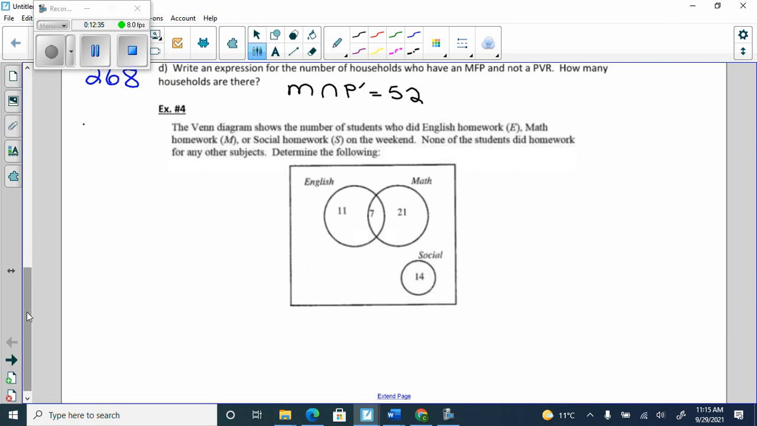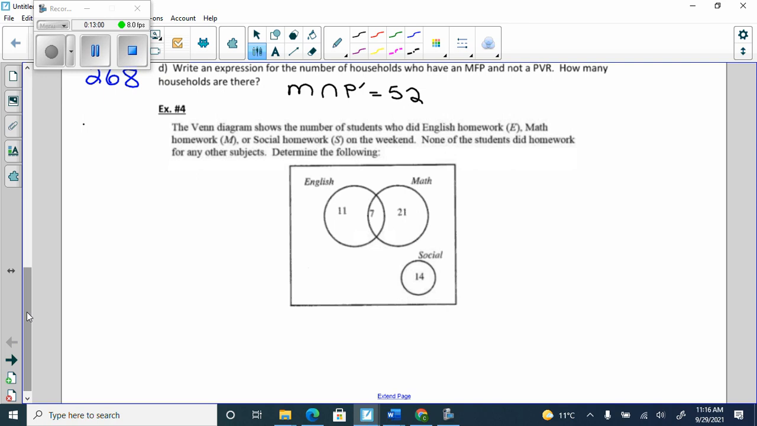Okay, we're going to look at this question. On the back are the numbers that are written, so I'm just going to write them up here. The Venn diagram shows the number of students who did English homework E, math homework M, and social homework S on the weekend. None of the students did homework for any other subjects. So, social is by itself. The people who did social only did social, basically, right?